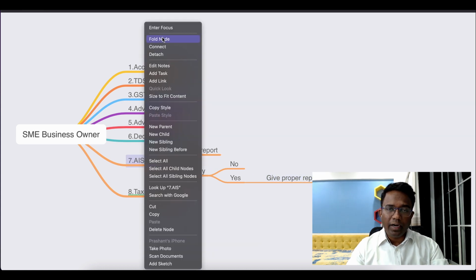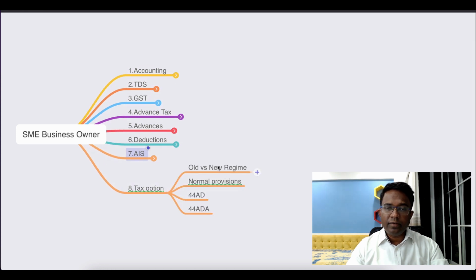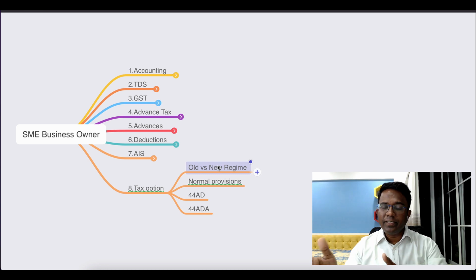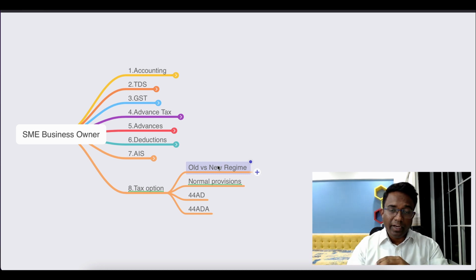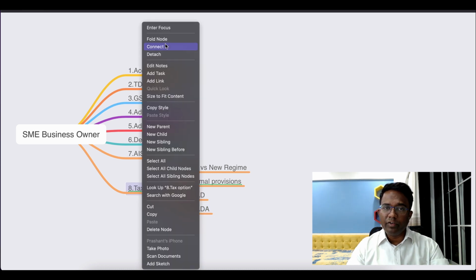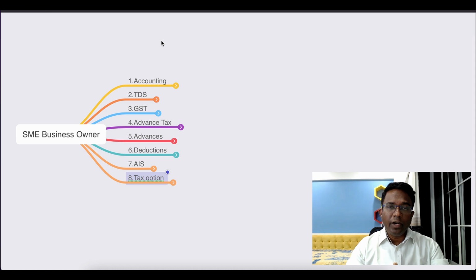And then the last part is taxation. You need to check which scheme you opted for last year, old or new. Then you are filing your taxes under normal provisions, meaning you maintain your complete accounts, record income and expenses, and file your income tax, or you are filing under 44AD or 44ADA. You need to check and decide well before 31st of March in order to plan your taxes properly.